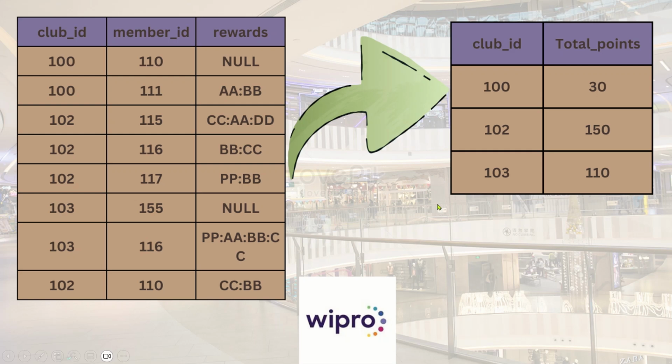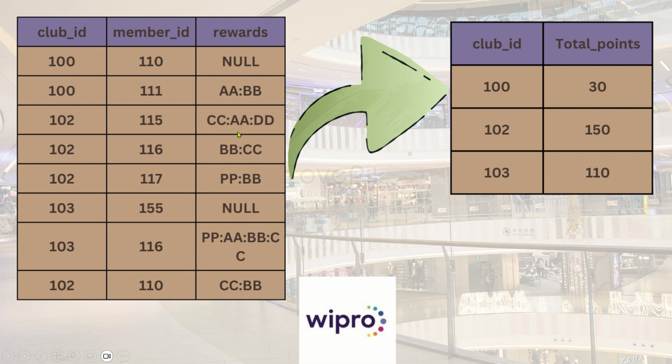Today we are going to see another interesting SQL question. This was asked in a WIPRO data analyst interview. So you have this table called rewards. You have club ID, member ID and some rewards. So here if you see, one club ID can have multiple members. So here club ID 100 has members 110 and 111, and each member will have some rewards associated.